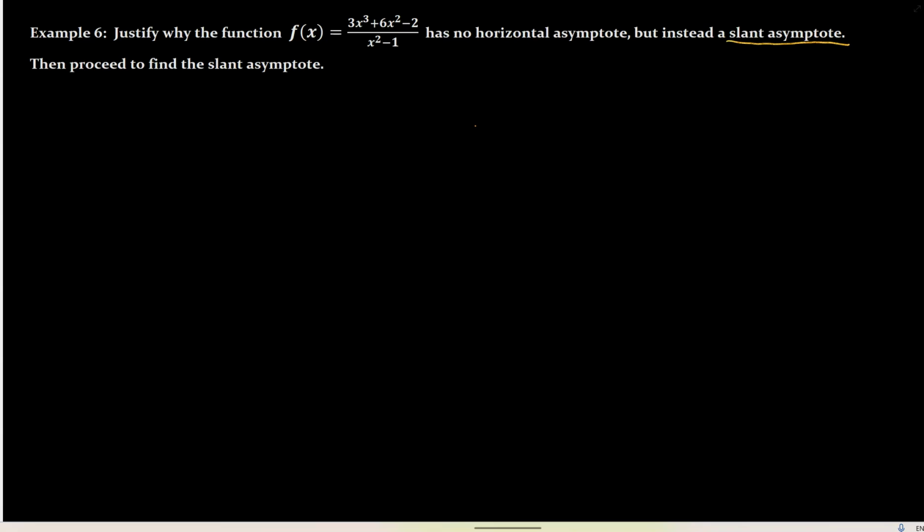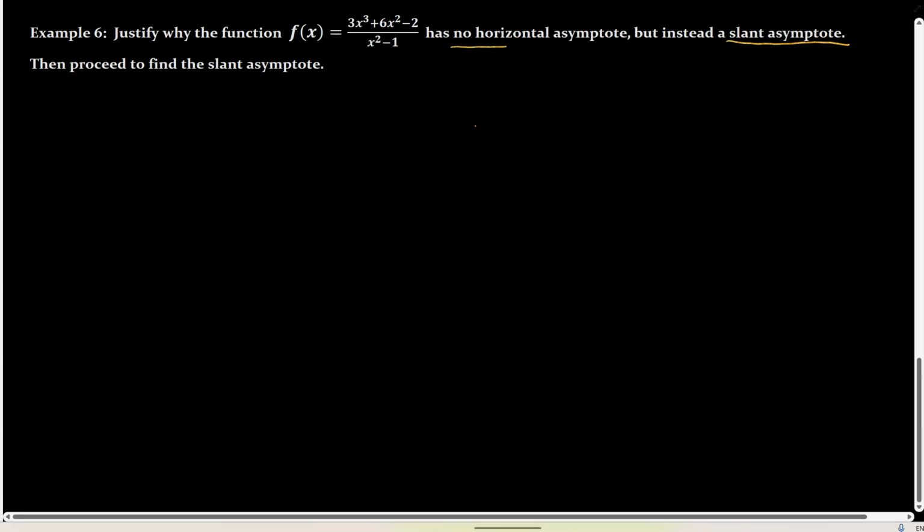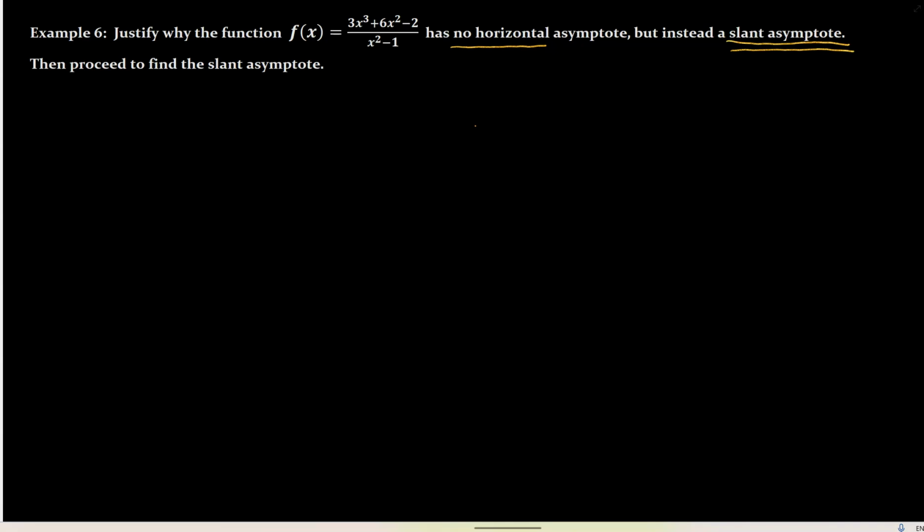This is a video on limit at infinity and how it relates to the horizontal asymptote. For this particular example though, we will have no horizontal asymptote. Instead, we will have what we call a slant asymptote. So let's see what that is all about.